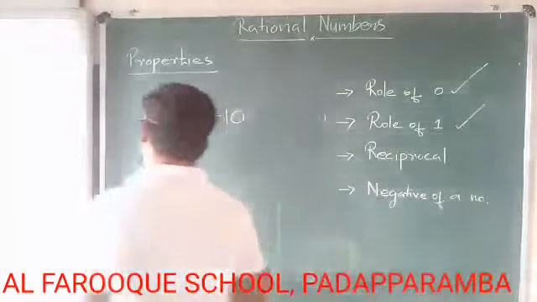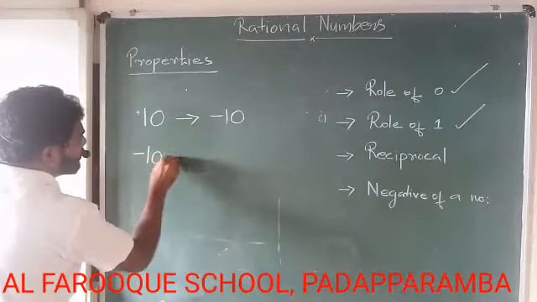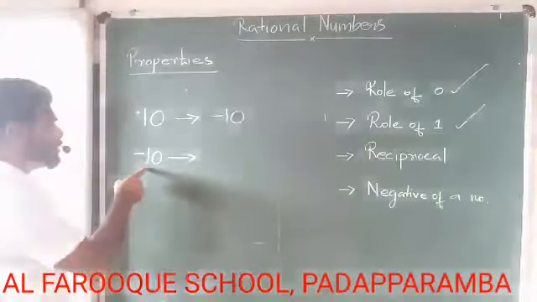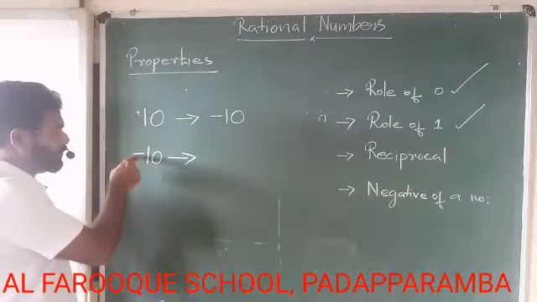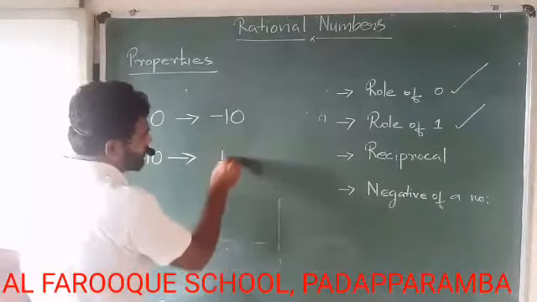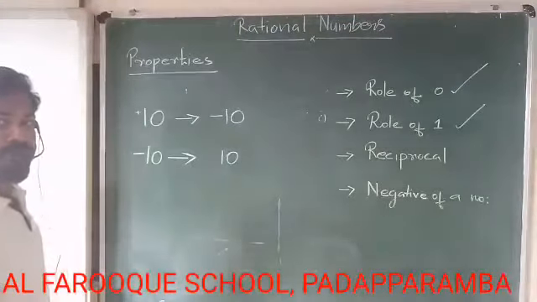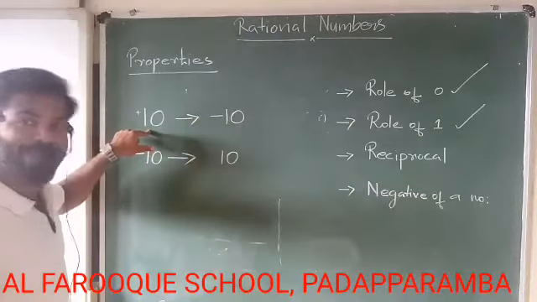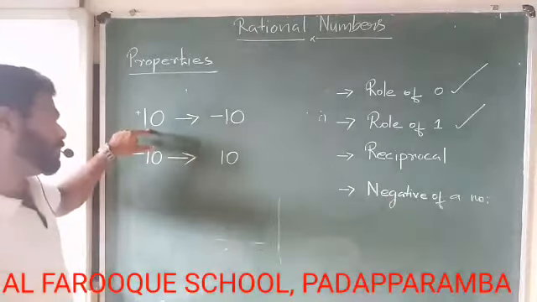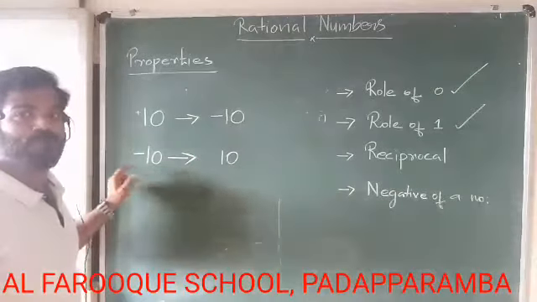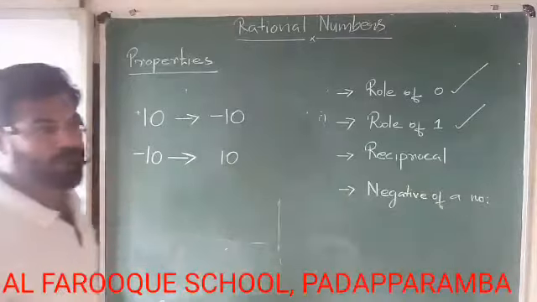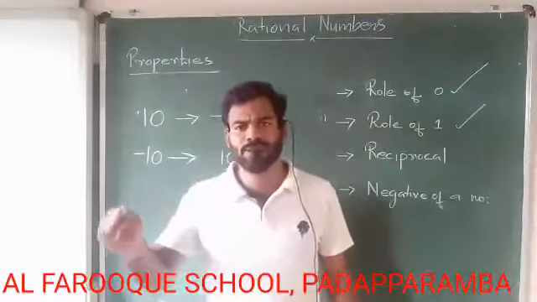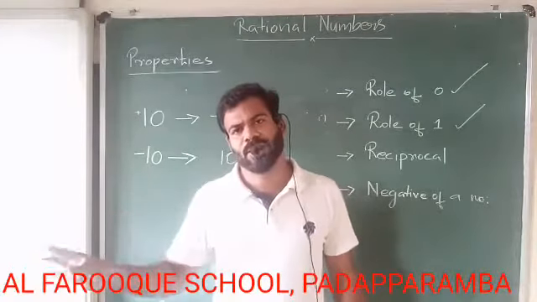Similarly, what is the negative of minus 10? In order to get its negative, we have to change the sign. If we change the negative sign, then we will get 10. So we can conclude that 10 is the negative of minus 10. That means, in order to get negative of a number, we just change its sign. That's all.